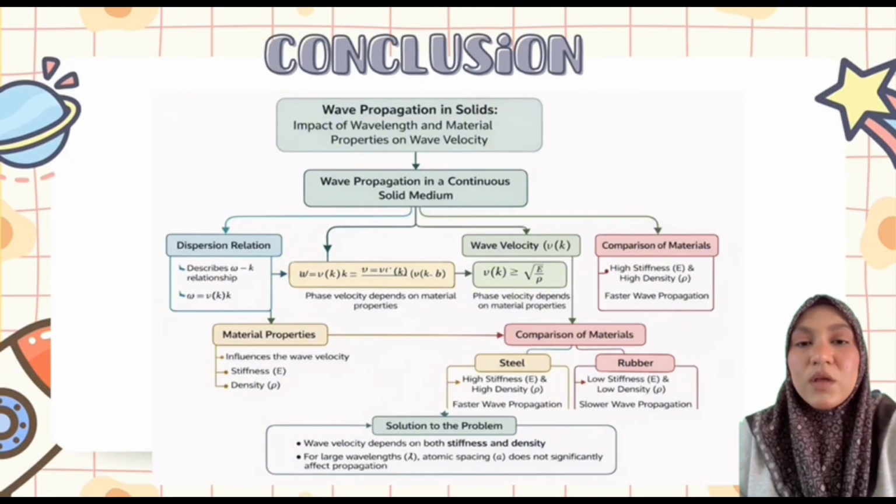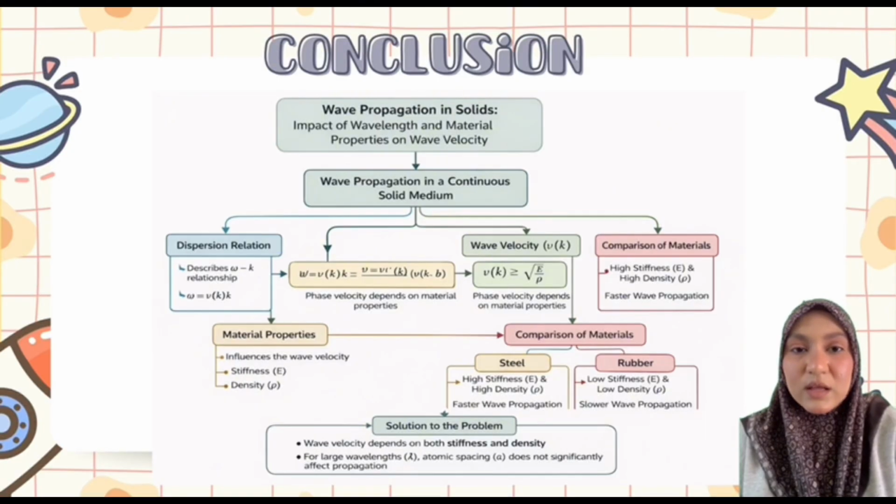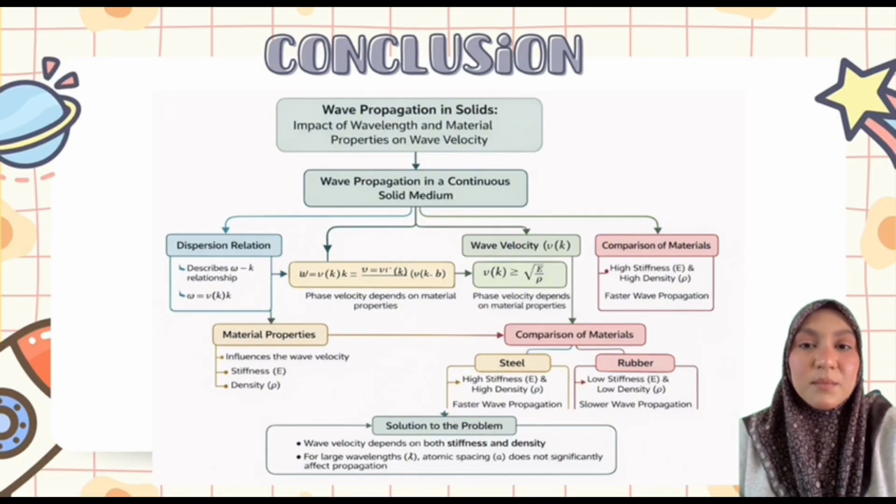Number 2, wave velocity. Wave velocity v depends on the material properties like Young's modulus E and density ρ. The formula v = √(E/ρ) shows that stiffer materials typically have faster wave propagation. And thirdly, material properties. Stiffness E: a stiffer material transmits waves faster, while density ρ: a denser material resists motion, slowing down the wave propagation.